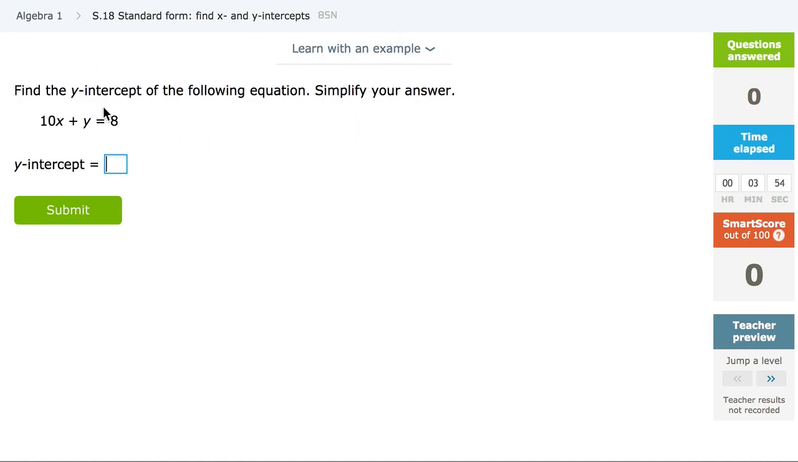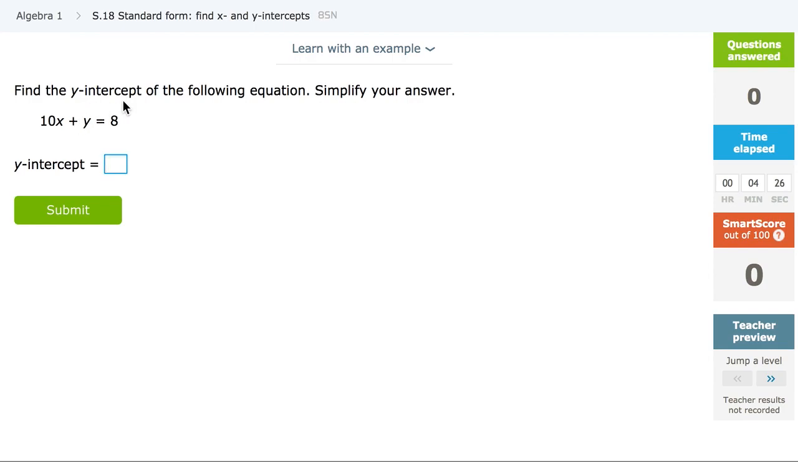So let's try a few. Find the y-intercept of the following equation. And now you can use that method we just discussed, which is, I guess, the more proper way of showing your work, but you can also use the shortcut I explained in the previous lesson, which is take the c term here and always take this number and divide by the number in front of the intercept you're looking for. So we're looking for the y-intercept. So what is the coefficient of y?